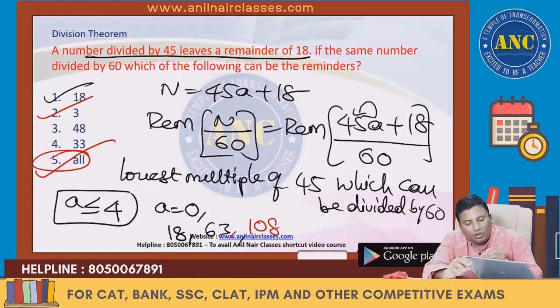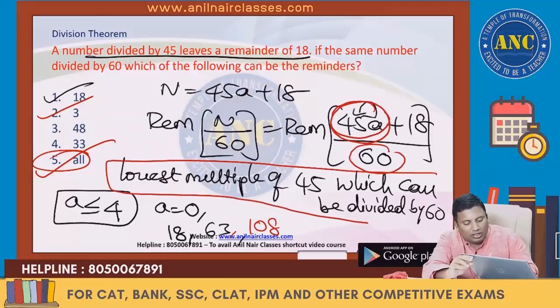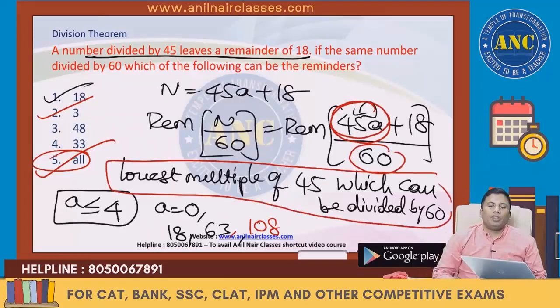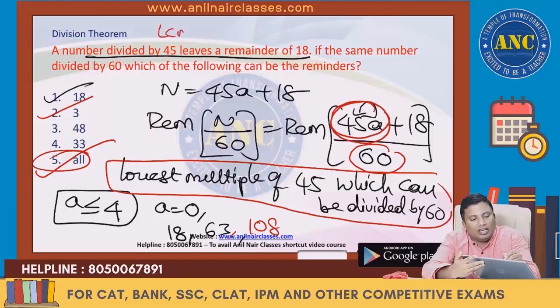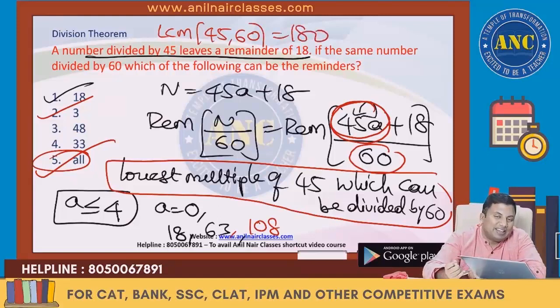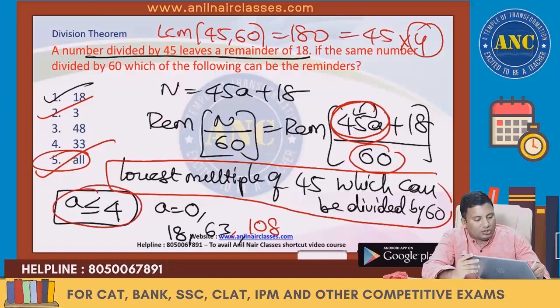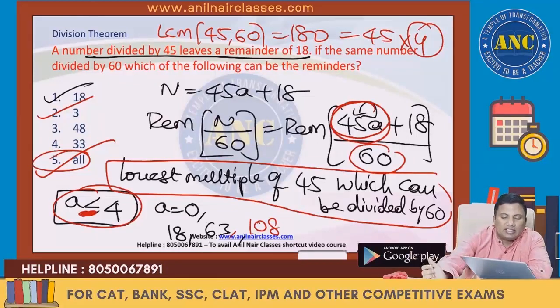So what we have to do? The lowest multiple of 45 which is divisible by 60, we have to tackle. In other words, we have to take the LCM of 45 and 60, which is 180. 180 is nothing but 45 into 4. So A has to be less than 4, not equivalent to. A is less than 4.